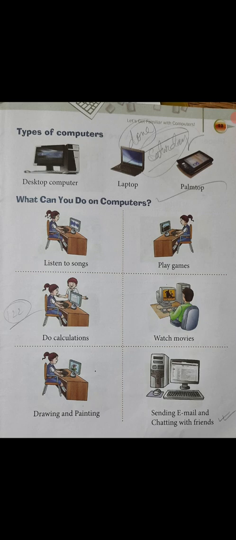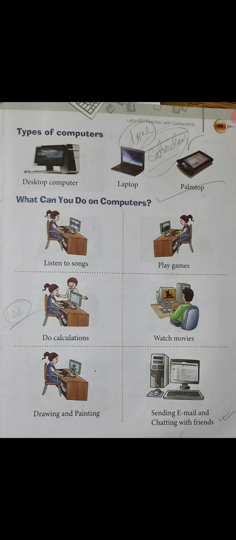And the sixth point, that is sending email and chatting with friends. That means we can send messages, we can chat with our friends far away from us, we can easily contact them by calling them or by sending messages. We can also make a voice call or video call. We can also communicate with our computer.